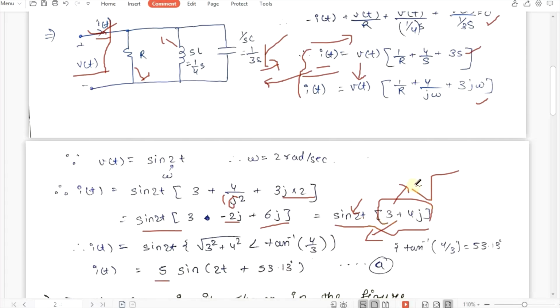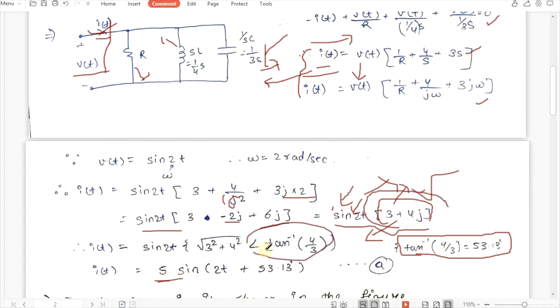And then if you calculate the angle, it will be tan inverse of imaginary by real. So it will be tan inverse of 4 by 3, where we know that tan inverse of 4 by 3 is 53.13. You can calculate this in the calculator itself. So you have to multiply your magnitude with your input magnitude. So 5 into 1, it will be 5 itself, and the angle you have to add with omega t. So our answer will be 5 sin(2t plus 53.13 degrees).